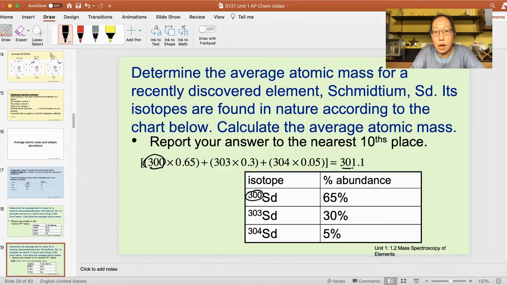And so the actual atomic mass of schmidium is 301.1 AMU. Now, AMU is exactly the same number as grams per mole, but we're talking about the mass of one, well, in this case, an average schmidium atom, okay? Okay, any questions with this?